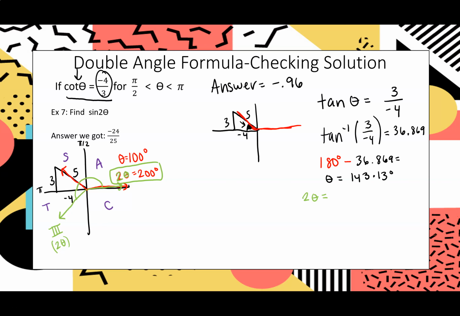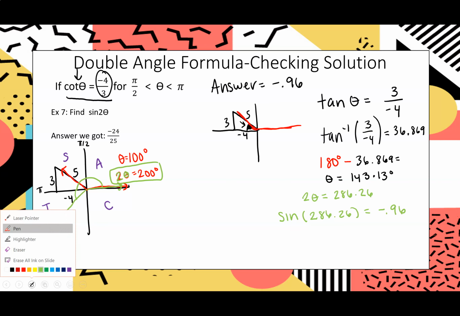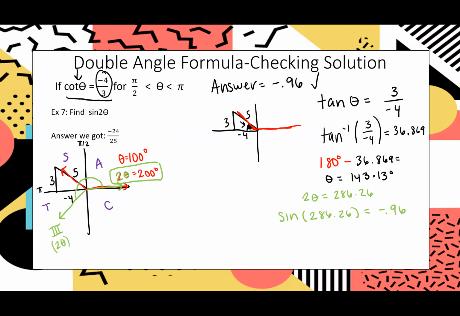That's going to be 286.26. And again, that is in the third quadrant, so we're happy about that. So now I want to find sine of 2 theta. That's really what we're looking for. So that's going to be sine of 286.26. I get that answer, and that answer is -0.96. So are we happy? Why, yes, we are. We get a -0.96 and a -0.96 here as well. So we know that we got our answer correct.